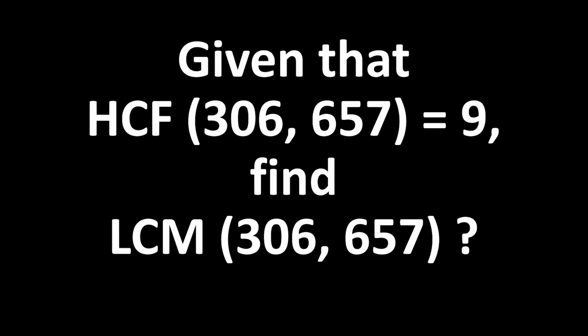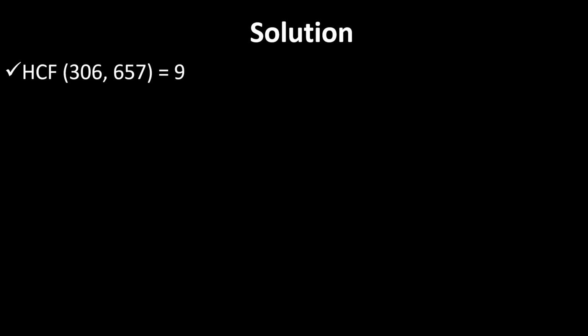Question number 4 of exercise 1.2. In this, it is given that the HCF of these two numbers 306 and 657 is equal to 9. HCF is given, and the two numbers are given. We have to find out the LCM, lowest common multiple, of 306 and 657. Let's go through the solution.